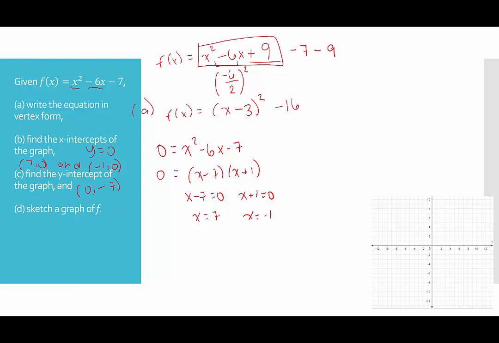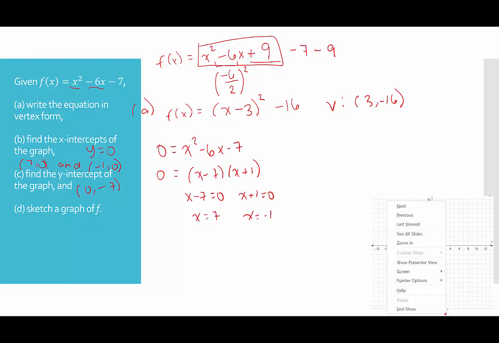Unfortunately, my graph doesn't quite make it. It's going to be just at the very, very bottom. You'll have to bear with me. What I haven't done yet is I haven't actually labeled the vertex. So let's just do that from part A. The vertex of this graph is going to be found at (3, negative 16). So I'm going to graph that point as best I can, going as far down. Oh, I think I went too low. All right, good enough. There's a point down there. We're going to call that the vertex.